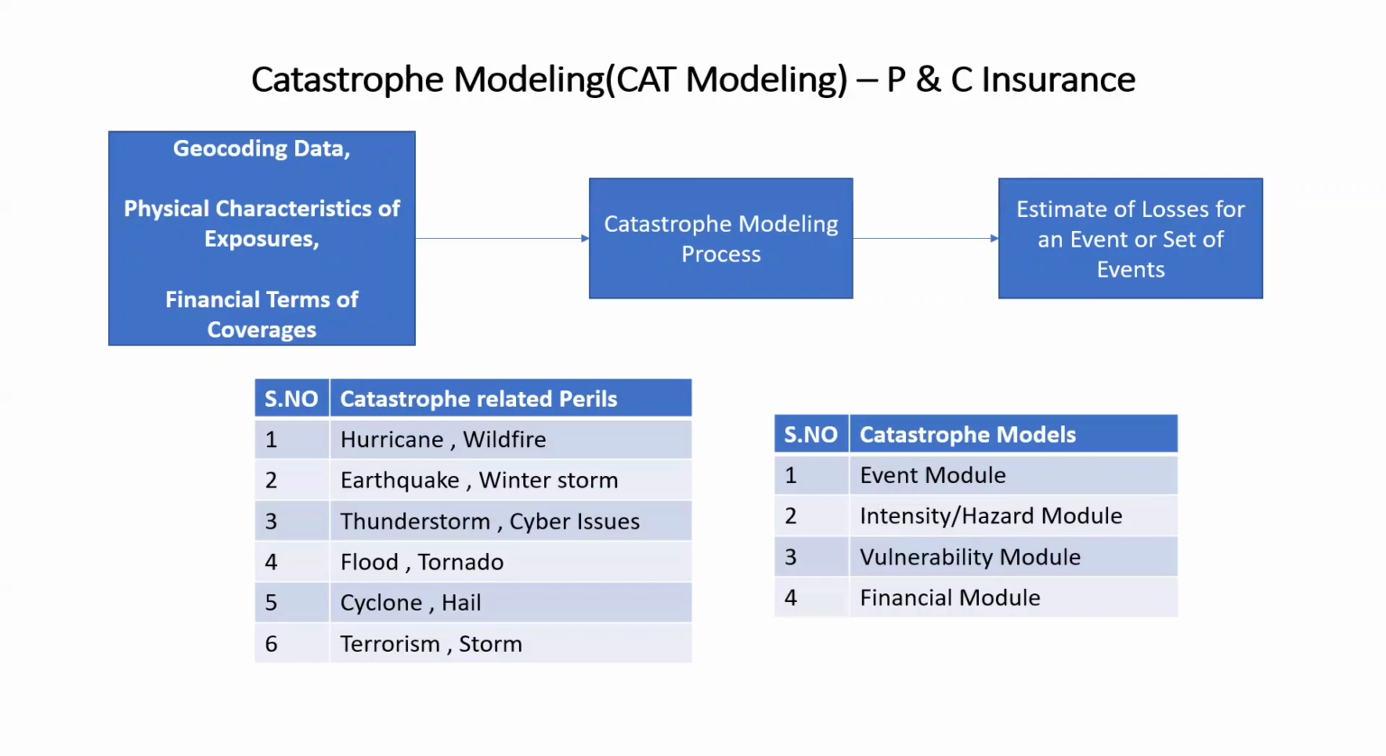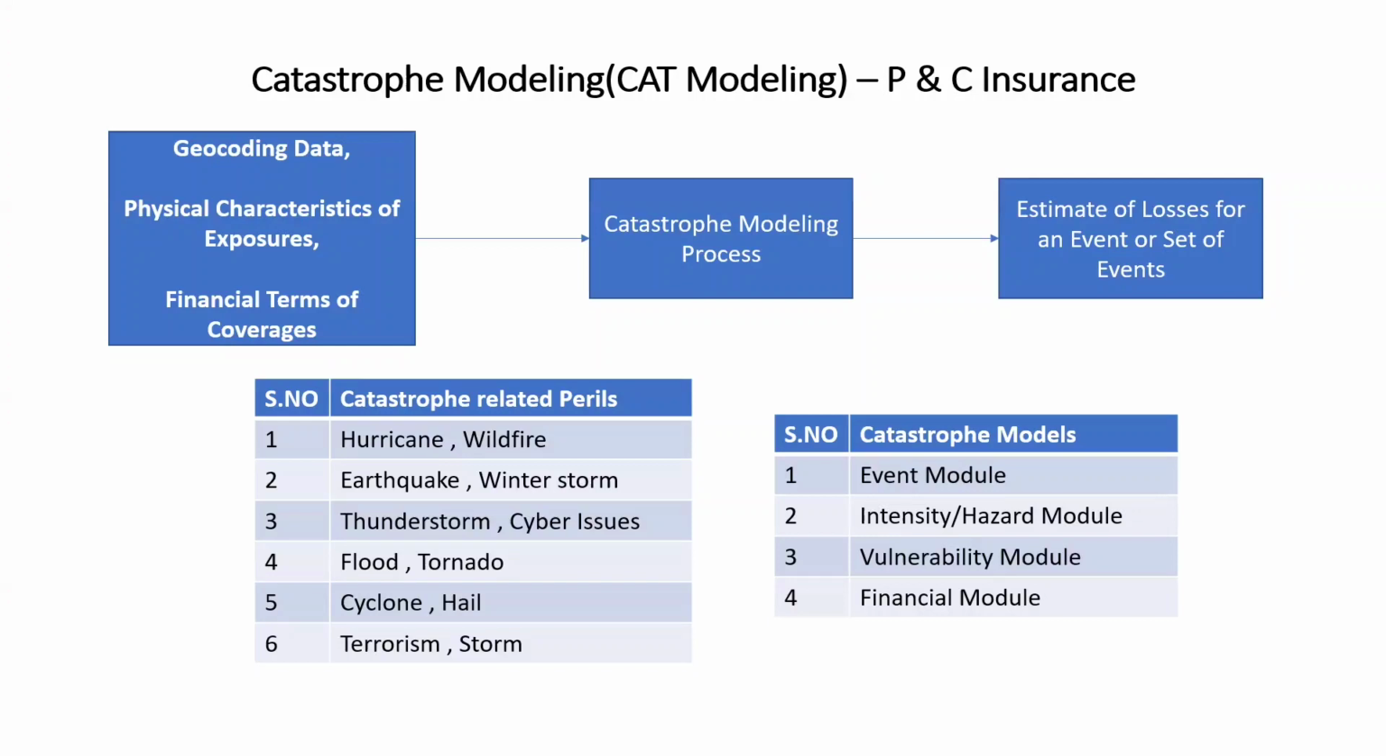Now, what is the output? Based on these input parameters, when the models are processed, you are going to get the overall estimate of losses. Like, for this particular input, these are the estimates of losses. Now, we have seen the input parameters and the output. Within this center box, catastrophic modeling, what actually happens? The system automatically runs these four modules that you are seeing.